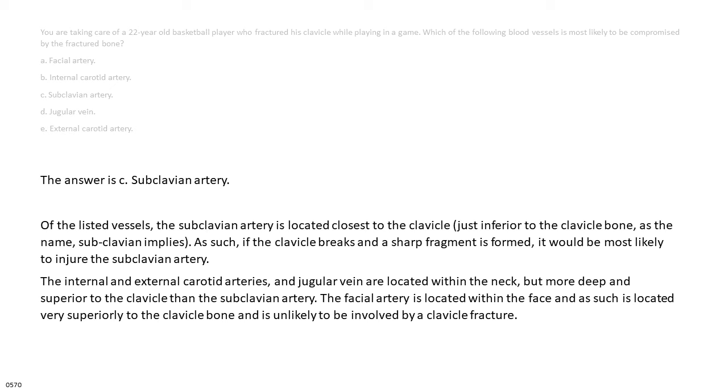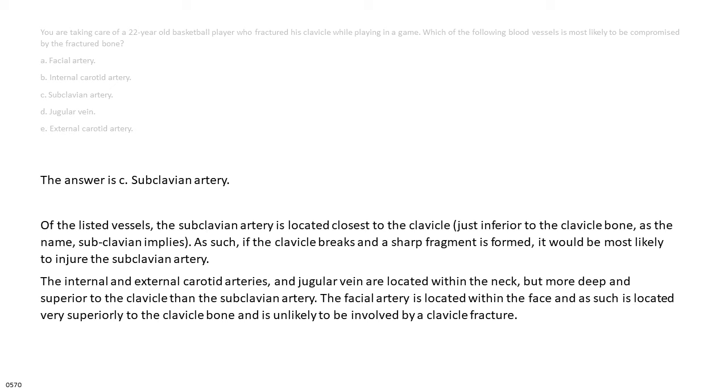Of the listed vessels, the subclavian artery is located closest to the clavicle, just inferior to the clavicle bone, as the name subclavian implies. As such, if the clavicle breaks and a sharp fragment is formed, it would be most likely to injure the subclavian artery.